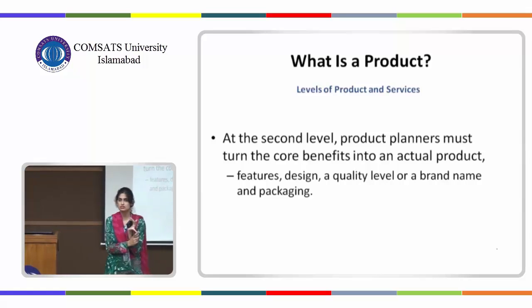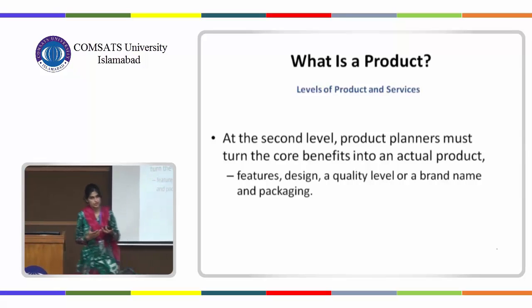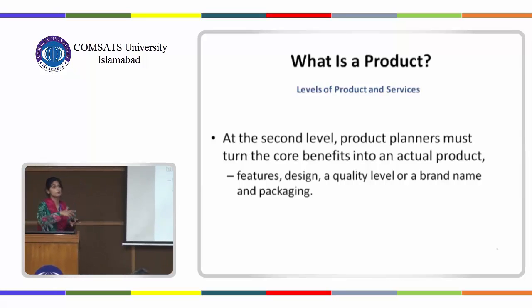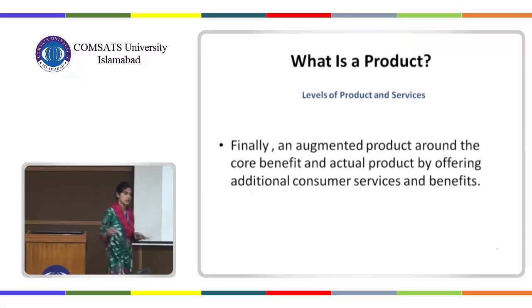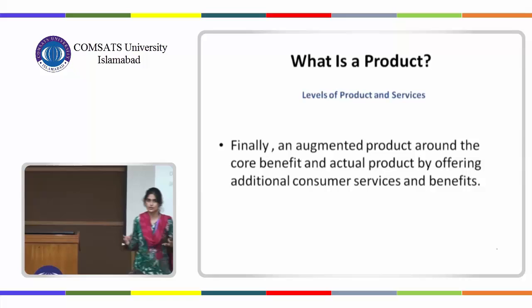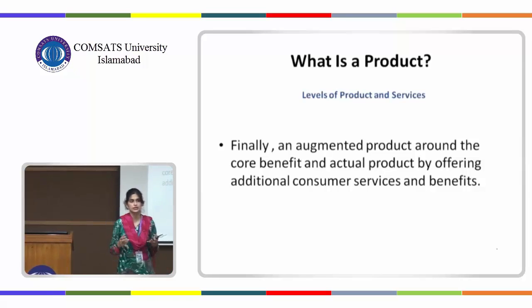So the core benefit was connectivity. Based on that connectivity, you created the actual product, and in that actual product there were features. You created a brand in that actual product, so BlackBerry is a huge brand. Then there was a quality level that was required to be met, upon which you advertised BlackBerry, right? And then the packaging itself was also an important component of the actual product. Once you've made the actual product, you move ahead and reach the third level of the product, right?